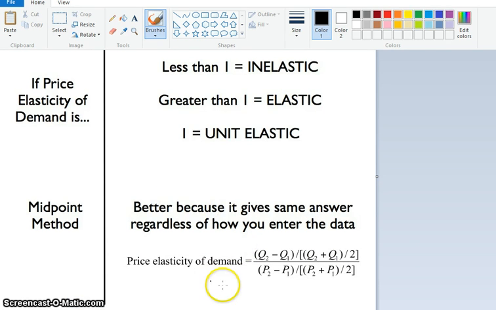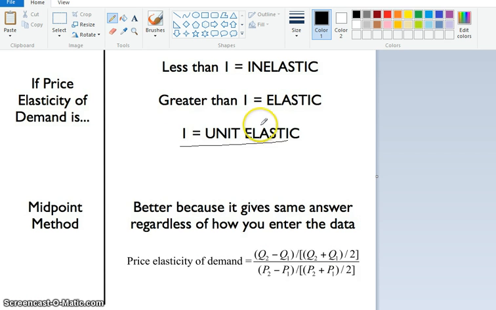If the answer comes out to be 1, well, just like we showed, that's unit elastic, right? Less than 1 is going to be inelastic. Greater than 1 will be elastic. And again, if you look down here, this is what I said at the beginning. This gives you the best answer using the midpoint method, as opposed to the other mathematical approaches that are similar to the midpoint method, but not exactly the same.